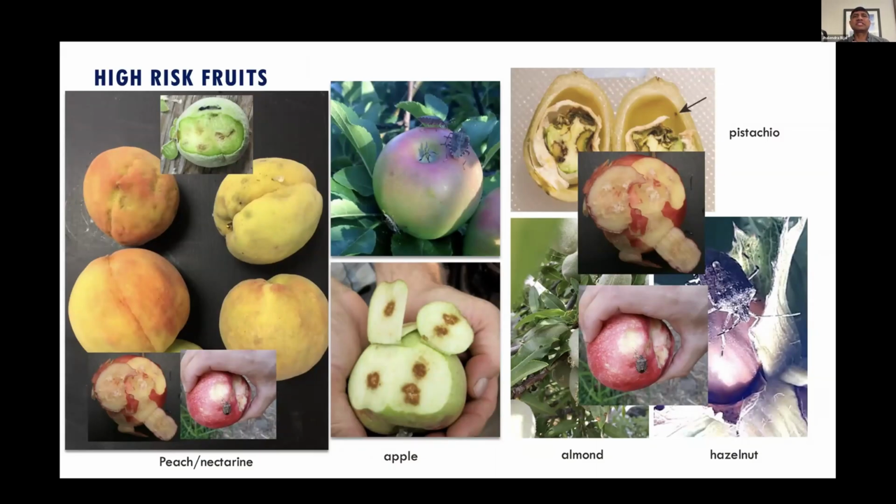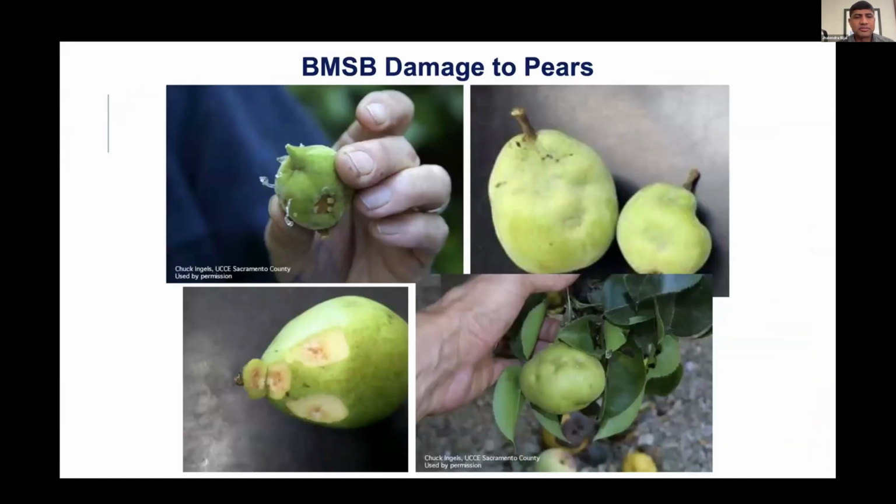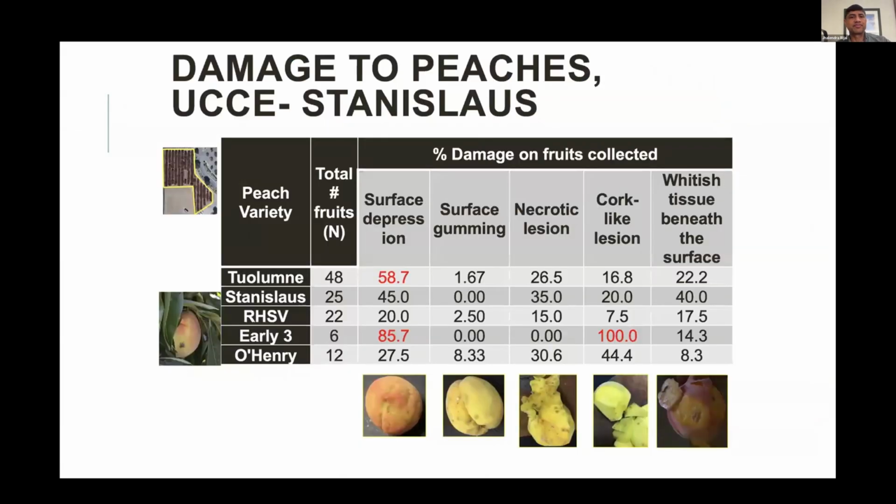Whether the BMSB has established well down south in the Central Valley, because of the super high temperature and dry conditions, it seems their population is not doing that well in the south. But especially in the northern part of the San Joaquin Valley, in the coastal area, and the Sacramento Valley, I think they are doing better in establishing and doing damage. Some of the pictures from pear are from Sacramento County. One of our previous colleagues took these pictures.